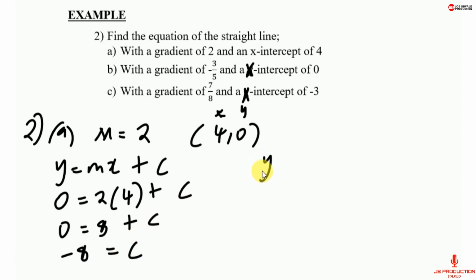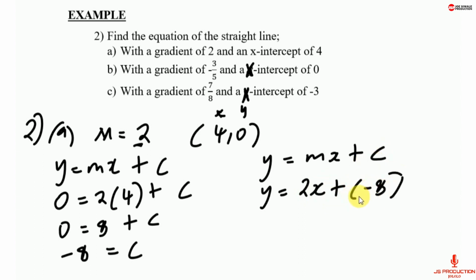And since we know our y-intercept, which is c, we can say that our equation of the straight line will be equal to mx plus c there. So y is equal to, we know that the gradient is 2, so that's going to be 2x. What about the y-intercept, which is c? We know that's negative 8. So we're going to have y is equal to 2x minus 8. So that's going to be the equation of the straight line of question A.